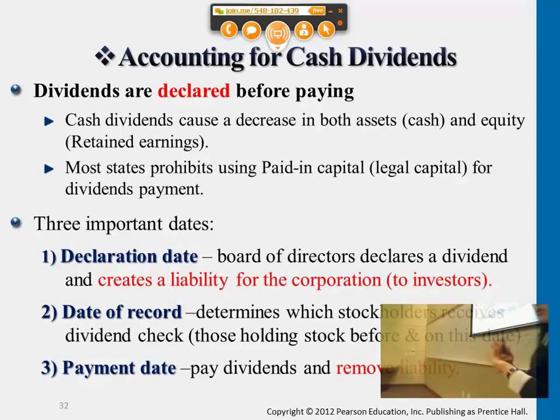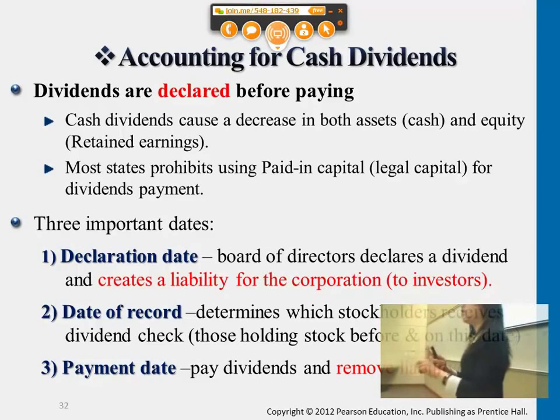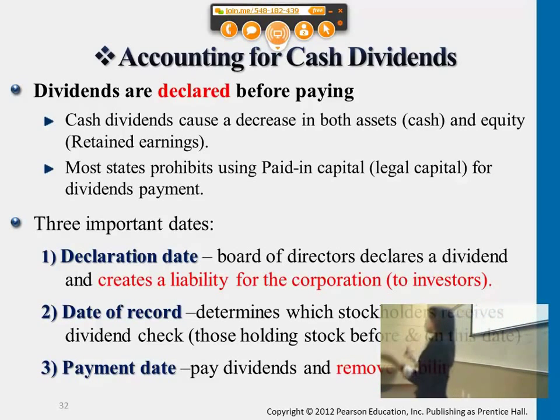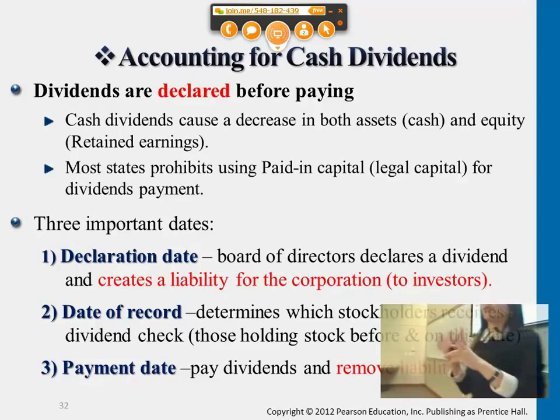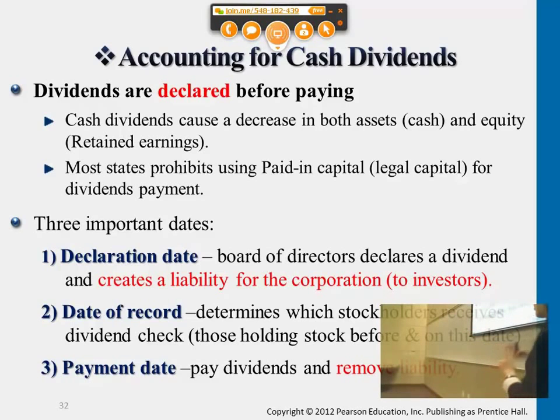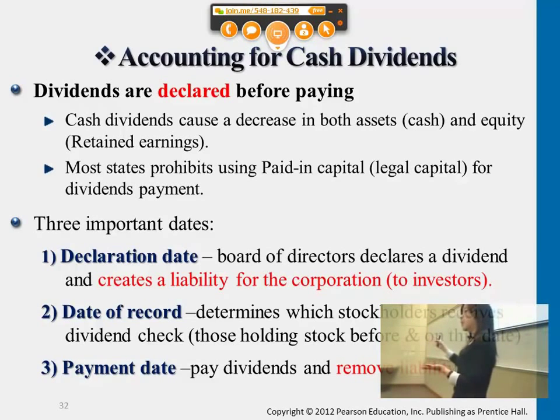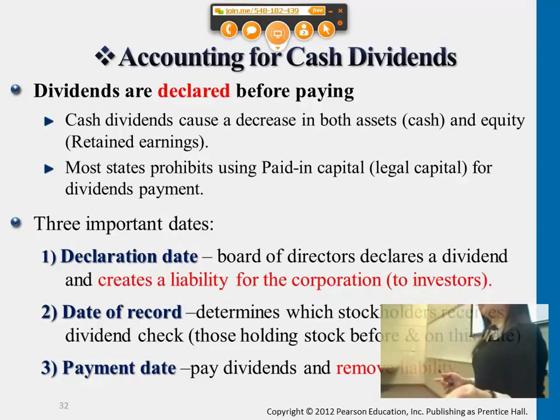The board of directors will declare the total amount of dividends that they're giving away to shareholders, including preferred shareholders and common shareholders. Then usually about 2 weeks later, there will be a date of record. Date of record just means that any shareholders that purchase stock before this middle date will be receiving the dividends.